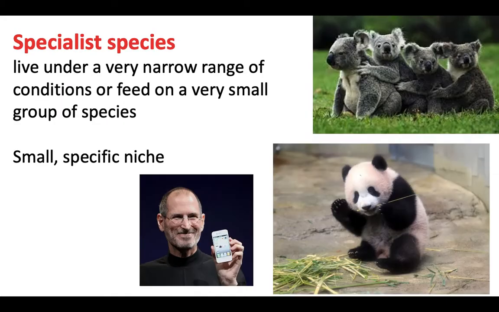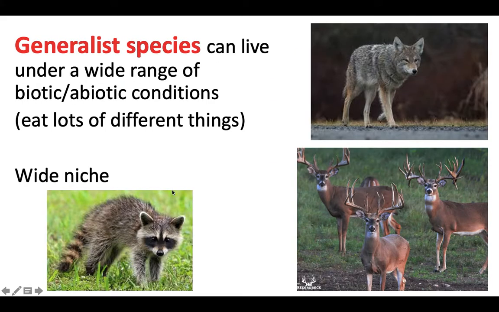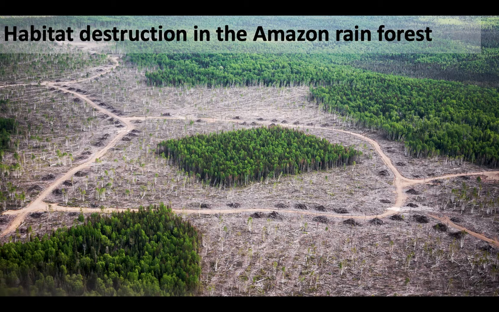So now that we understand the difference between specialists and generalists, let's explore this phenomenon. As habitat diversity goes down, we see the loss of specialists, followed by the loss of generalists. We're going to do that by looking at habitat destruction in the Amazon rainforest, much of which is being done to raise beef cattle, but also to grow soybeans to feed the beef. Here's an image of some habitat fragmentation going on in the Amazon.